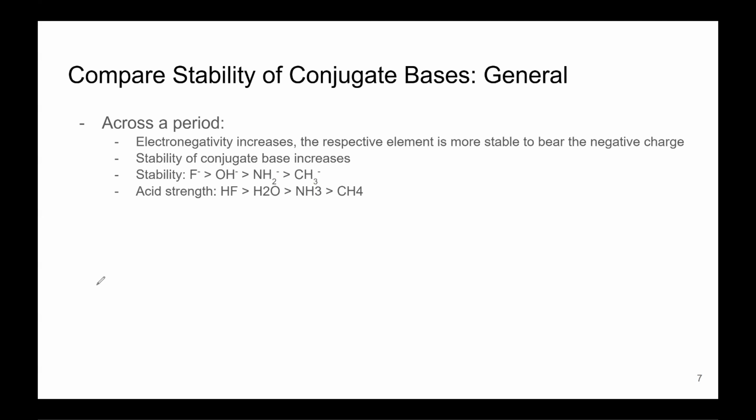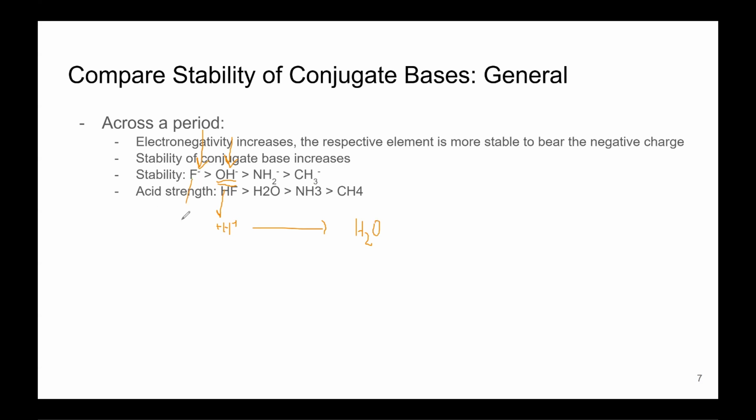Another thing we need to take note of is that when the stability of the conjugate base increases, that actually means the strength of the conjugate base decreases. So what do I mean by that? For example, we know that in most cases, hydroxide would be a stronger base than fluoride because hydroxide is less stable than fluoride. So it is more likely to grab a H plus ion and form back water.